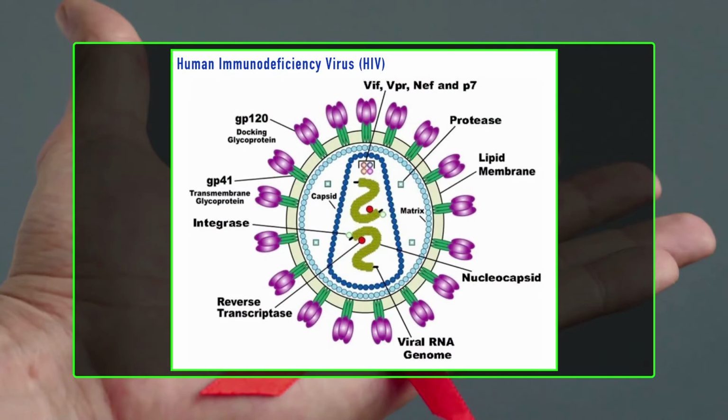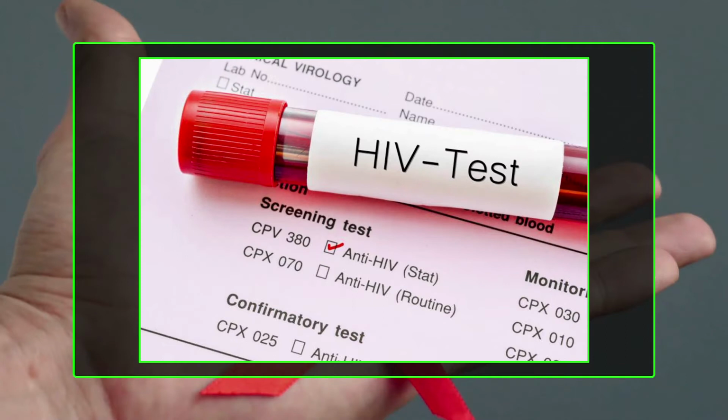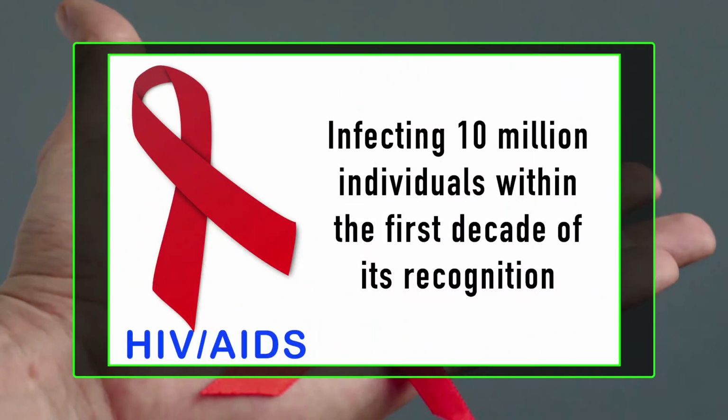Within 2 years of the initial reports of AIDS, a retrovirus later called the human immunodeficiency virus was identified as the cause of AIDS. Diagnostic tests were developed to protect the blood supply and to identify infected individuals. Additional prevention measures were implemented, including risk-reducing programs, counseling and testing. Condom distribution and needle exchange programs were also introduced. However, HIV continued to spread, infecting 10 million individuals within the first decade of its recognition.